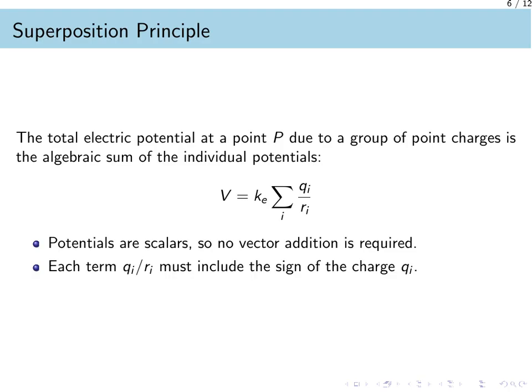When dealing with multiple point charges, we use the superposition principle. The total electric potential at a specific point is simply the algebraic sum of the individual potentials created by each individual charge. Because electric potentials are scalar quantities, you do not need to perform complex vector addition. You calculate the total potential by summing the terms for each charge divided by its distance to the point and multiplying by the Coulomb constant. It is very important to include the algebraic sign of each charge in your calculation, because positive charges create positive potentials and negative charges create negative potentials.